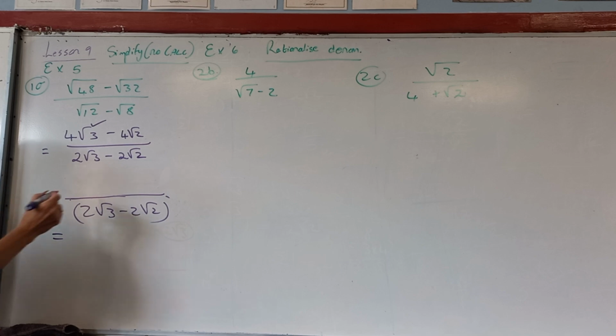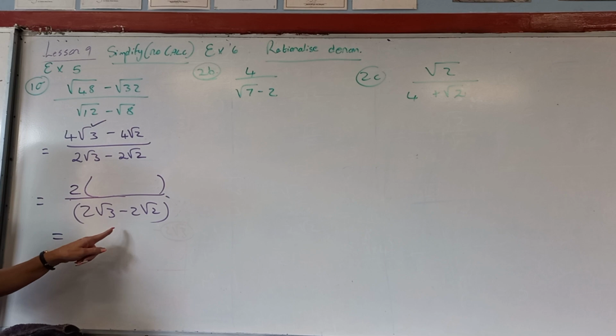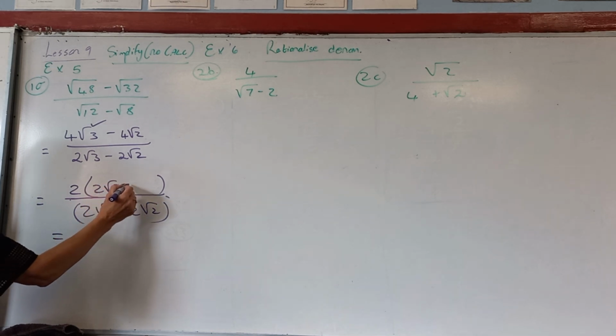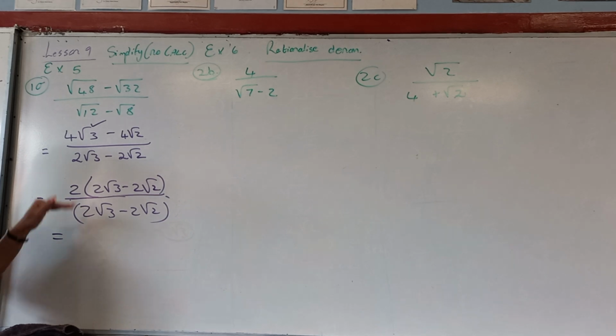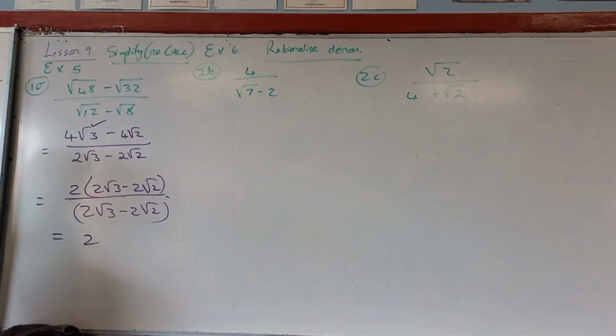Because if I take out a common 2, I've got exactly what's at the bottom. So that's my mission. That's not usually what we do, because when we factorize, we tend to always take out the highest common factor. But this is what should be in your mind now for simplification. So we have 2 as our answer.